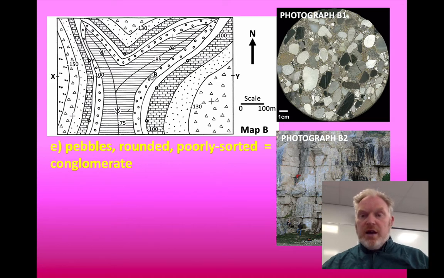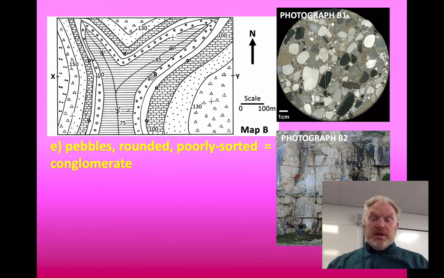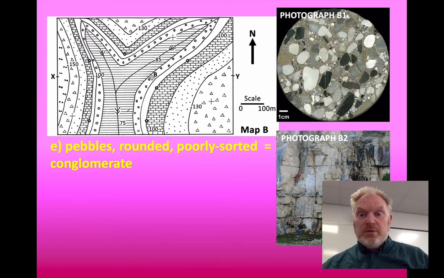What we're looking at here are small pebbles. You could even measure the size of these using the scale. So these pebbles are maybe 3, possibly 4 centimeters, some of the biggest ones. The shape of these pebbles is rounded, maybe some of them even well rounded, but I think rounded is a good description for it. And clearly as well, it's poorly sorted.